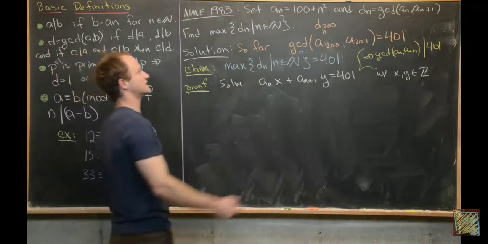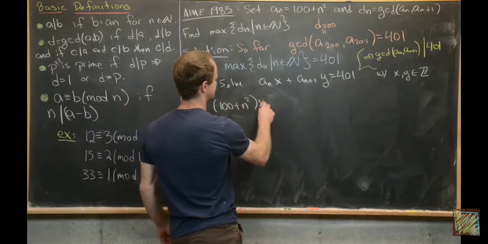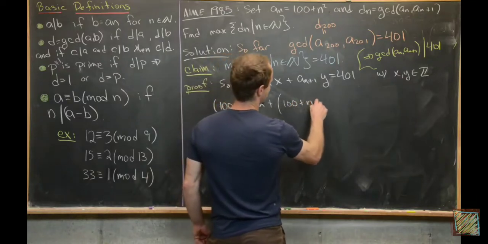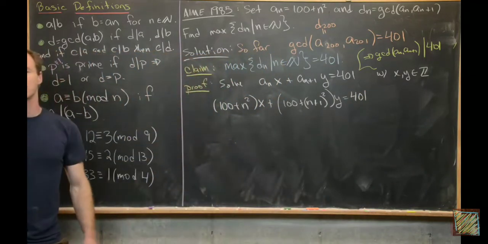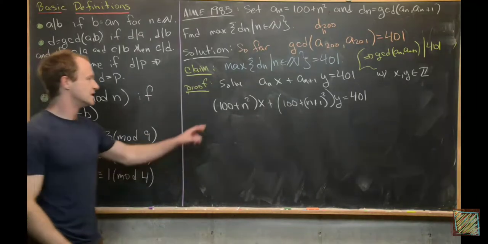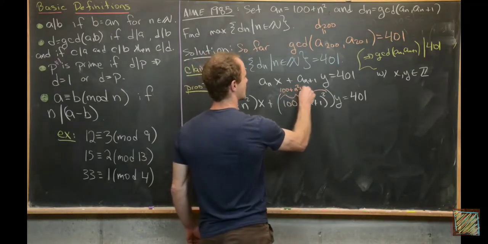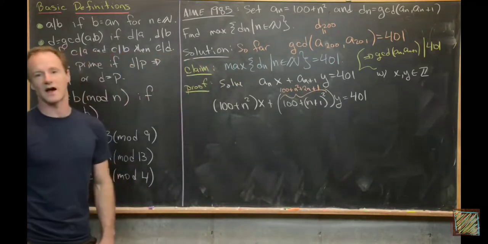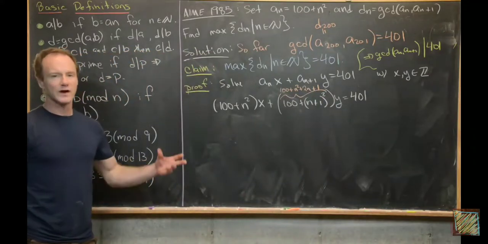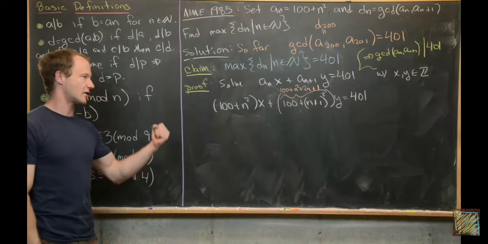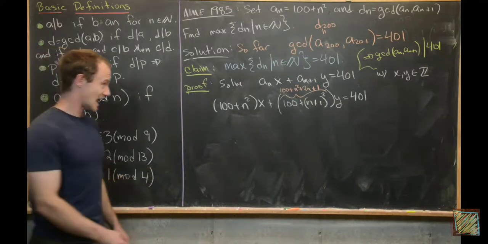So let's see what this equation turns into when we plug in a sub n. So we're going to have (100 plus n) squared times x plus (100 plus n plus 1) quantity squared times y equals 401. So that's a rewritten version of the equation that we want to solve. So let's go ahead and maybe multiply this out, and notice we're going to get (100 plus n) squared plus 2n plus 1, like that. The next thing that I want to do is take this left-hand side of the equation and rewrite it where I've combined all of the numbers together, all of the coefficients of n together, and all of the coefficients of n squared together. So let's see how we can do that.